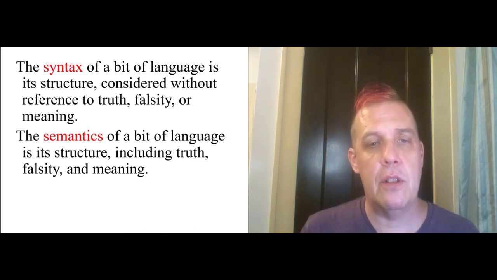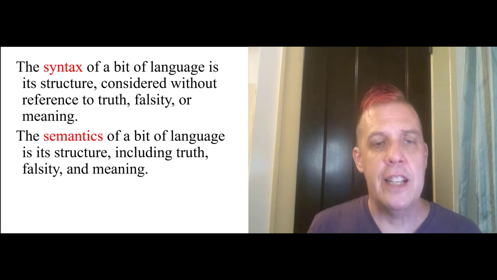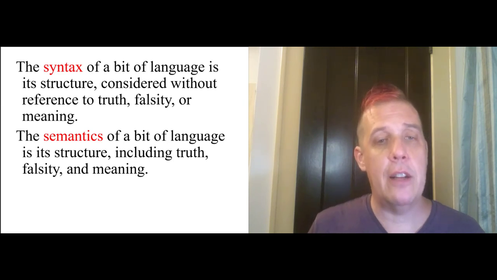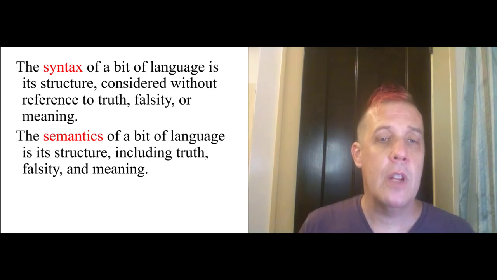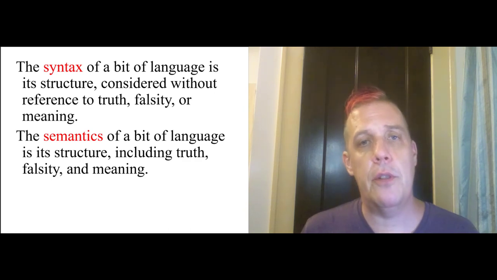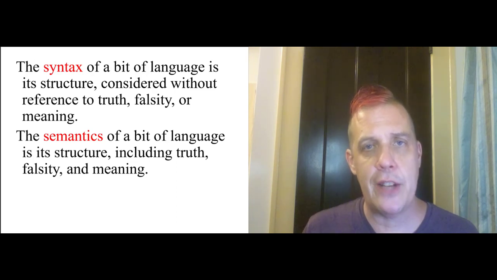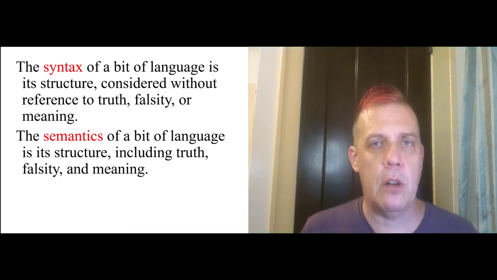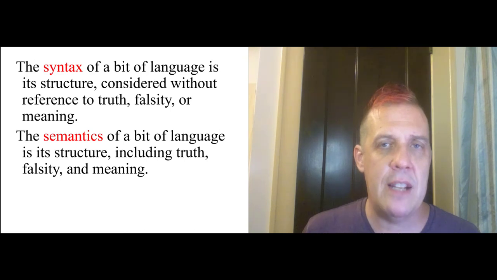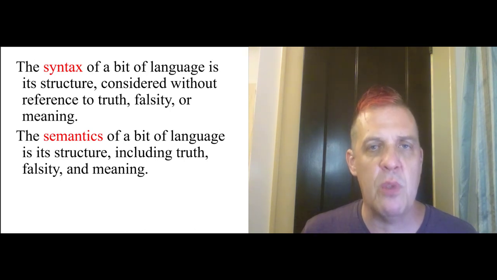Semantics is a bit of language and its structure, including truth and including meaning. So that includes truth and falsity. So, for instance, the computer that you are looking at now is a syntactic engine because what it does is process language. It doesn't understand what the words mean. It just moves the words according to symbols. You, on the other hand, are understanding these symbols semantically. You are understanding them with regard to meaning.